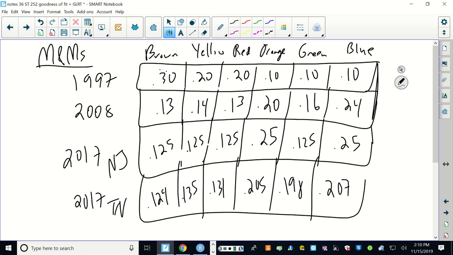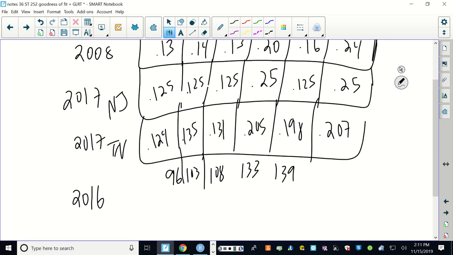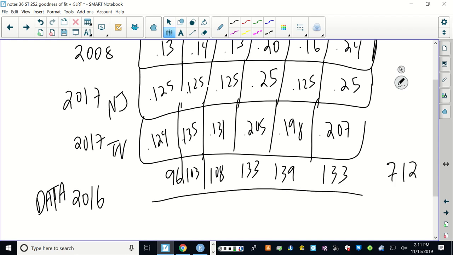Somebody gathered some data, and the data were gathered in 2016. They had as counts 96 browns, 103 yellows, 108, 133, 139, and 133. So these were the data, and in all there were 712 different observations.